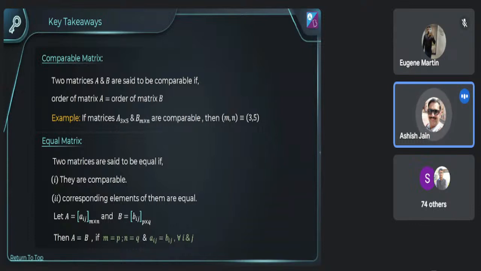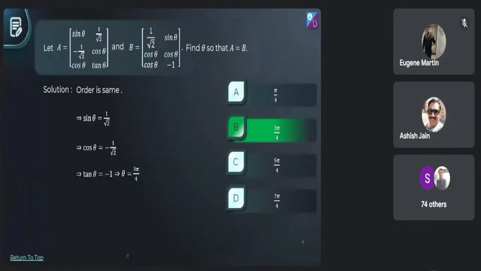So there are two terms: matrices comparable and matrices equal. Okay? Two matrices are comparable if they have the same number of rows and columns, and they are equal if they are comparable as well as the corresponding elements are the same. Is this understood? Anybody can respond? Is it clear? Shall I move on? Yes, sir. All right.